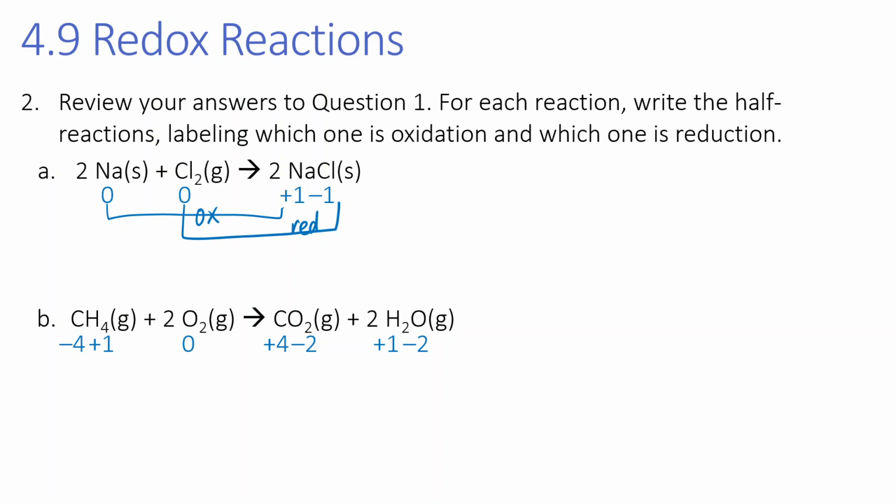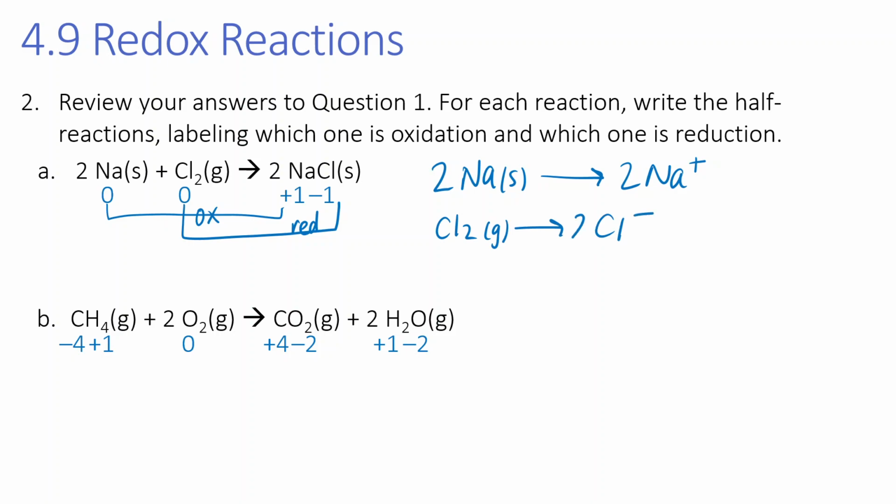So I'm going to write this as two half reactions. I have my 2Na solid becoming 2Na+. And I have my Cl2 gas forming my Cl-. And we're still balanced here in terms of atoms.